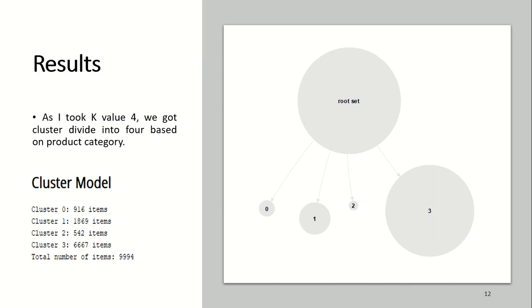So here we can see cluster 0 has 916 items and cluster 1 has 1869 items, so it is small. And cluster 2 is 542, which is very small, and cluster 3 has 6667 items, which is very big. So here I took the k value as 4, as I said earlier.